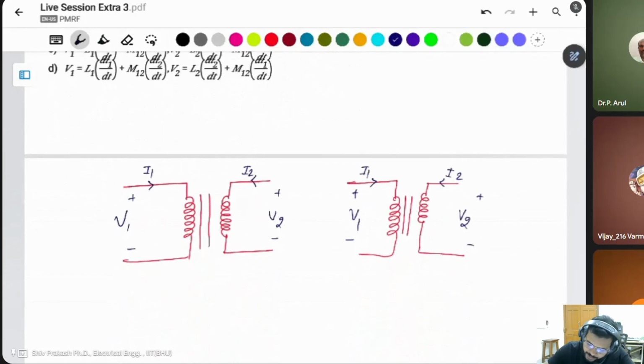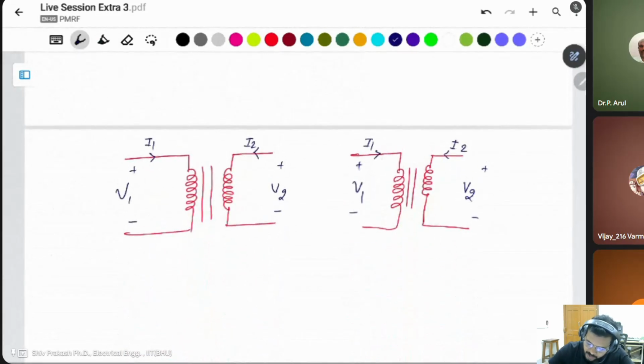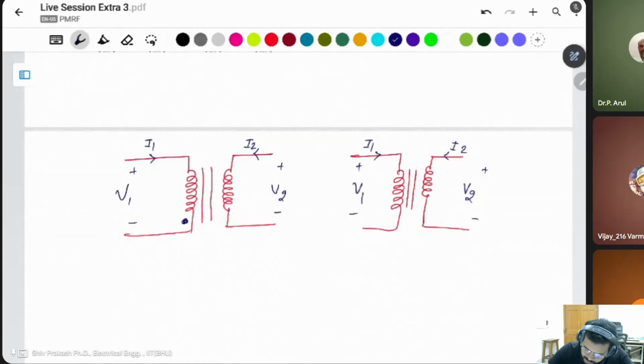But in this case, take this question also. If this is the dot connectivity, this is also dot connectivity. Suppose one dot is here, another dot is here. There are two types of dot connection. This dot is the same as this dot.